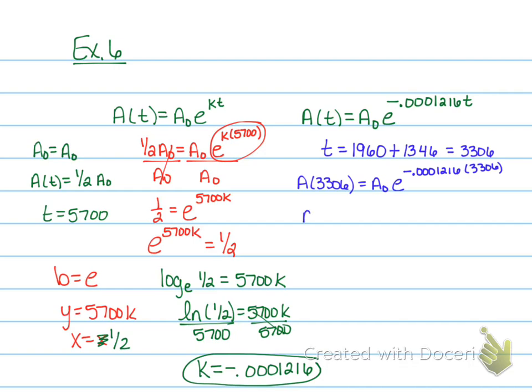we get that the amount after 3,306 years remaining is approximately, we don't know the original amount, but we can go ahead and work out this e to the number right there, and we get that that's like 0.66897 times that original amount.